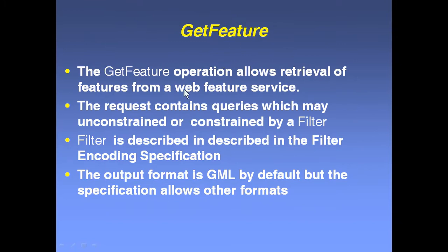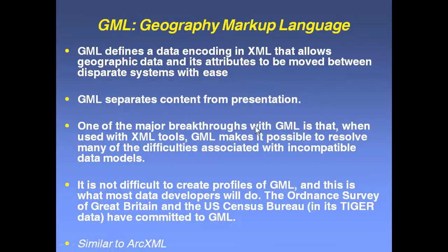The GetFeature operation allows the retrieval of features from the web feature service, and the request contains queries which may be unconstrained or constrained by a filter. The filter is described in the filter encoding specification, and the output format is GML by default, but the specification allows other formats also.